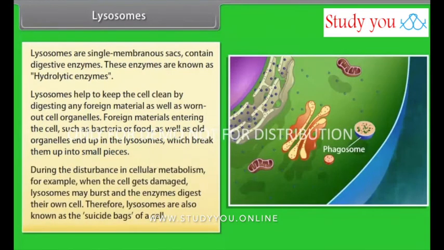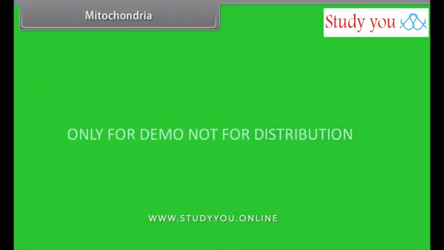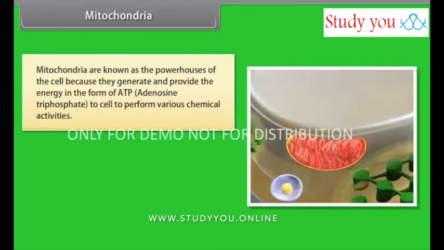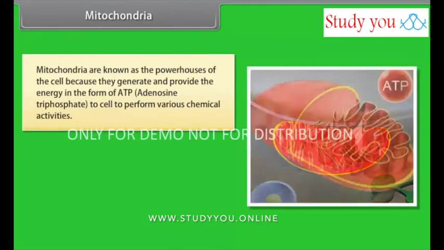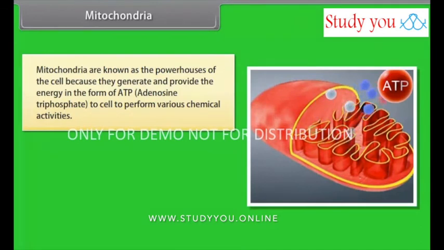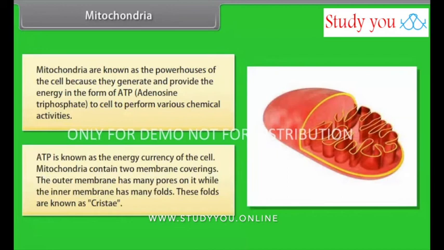During the disturbance in cellular metabolism, for example, when the cell gets damaged, lysosomes may burst and the enzymes digest their own cell. Therefore, lysosomes are also known as the suicide bags of a cell. Mitochondria. Mitochondria are known as the powerhouses of the cell because they generate and provide the energy in the form of ATP, adenosine triphosphate, to the cell to perform various chemical activities. ATP is known as the energy currency of the cell.